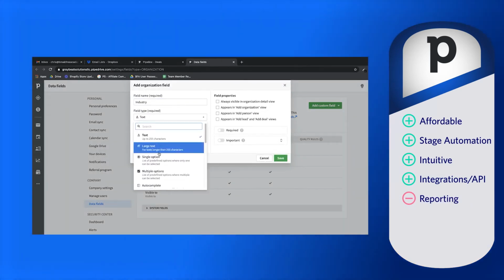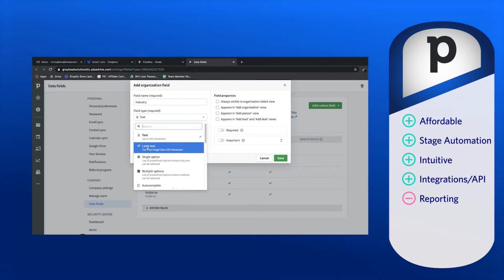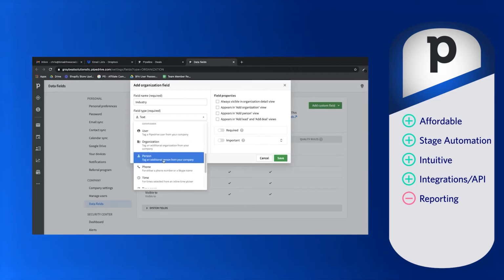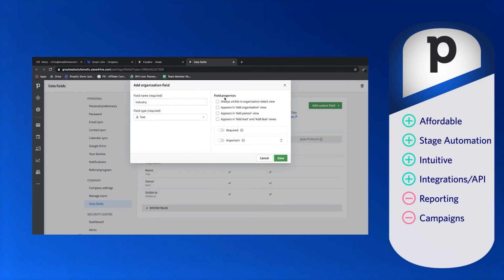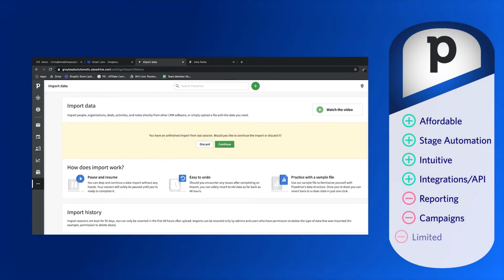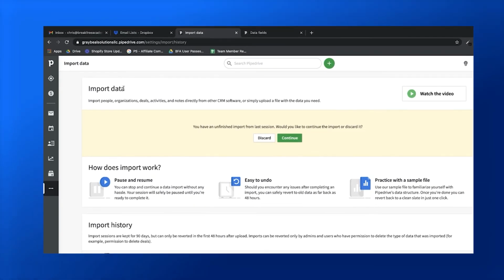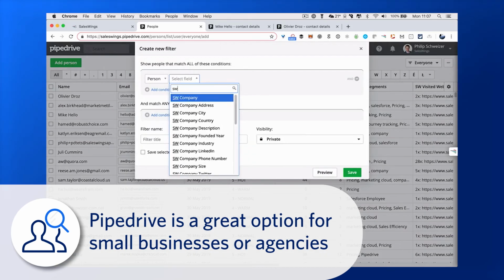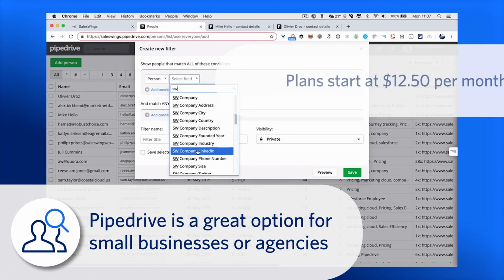which as a CRM can be a deal breaker for those larger organizations that need regular reporting to manage their teams and objectives. Marketers will find the lack of campaign planning could cause issues with their own workflows. Beyond that, some users find Pipedrive limited compared to other CRM options. This could be an issue of plan coverage or functionality. For these reasons, Pipedrive is a great option for small businesses or agencies. Plans start at $12.50 per month.